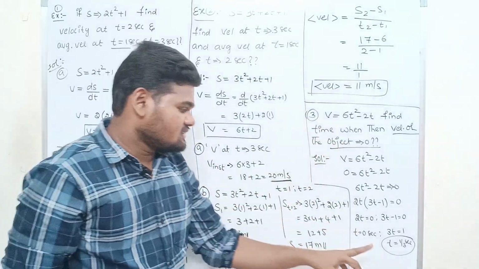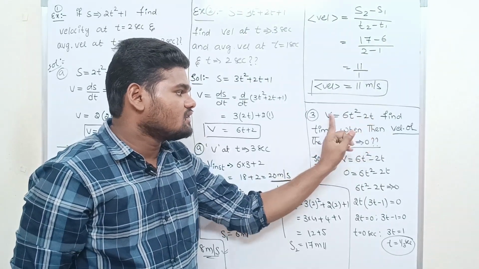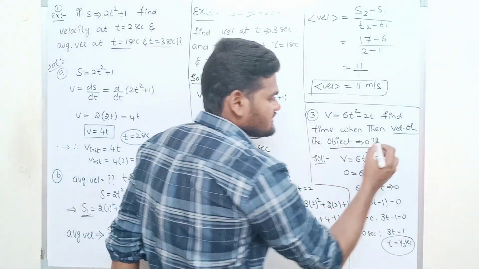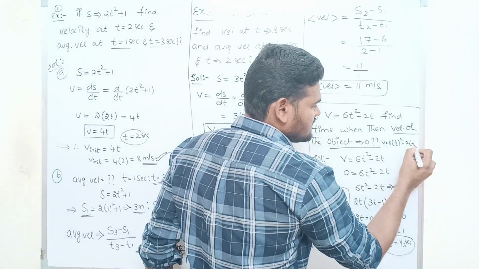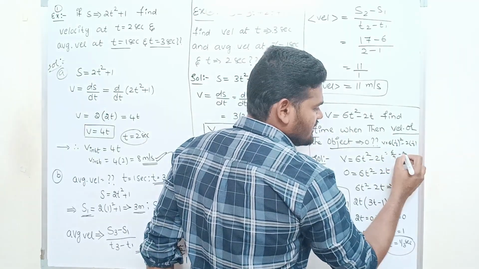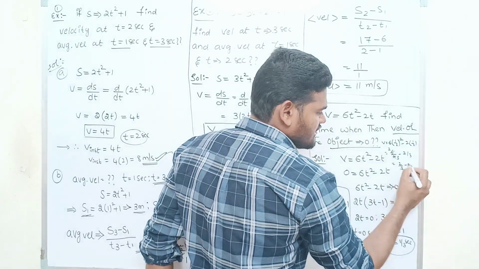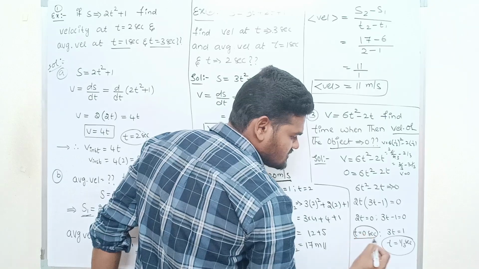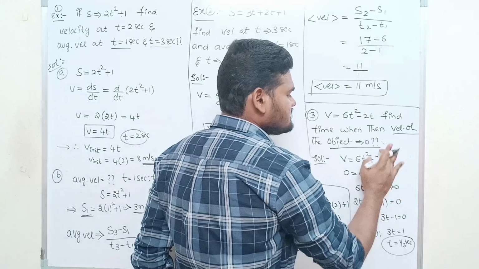If you have any doubt, just substitute t equals 0. 6 into 0 is 0, minus 2 into 0, 0, so velocity equals 0. If you substitute t equals 1 by 3, you will get v equals 6 into 1 by 3 whole square minus 2 into 1 by 3. Which equals 6 into 1 by 3 square, that is 6 by 9, minus 2 by 3. 3 twos are 6, 3 threes are 9. So 2 by 3 minus 2 by 3, you will get velocity equals 0. So at t equals 0 second and at t equals 1/3 second, the velocity of the object is 0.